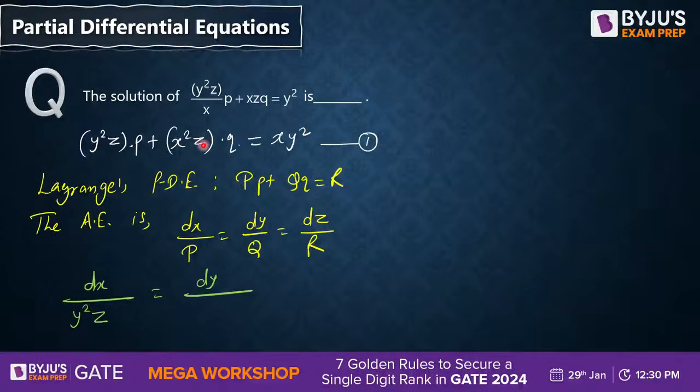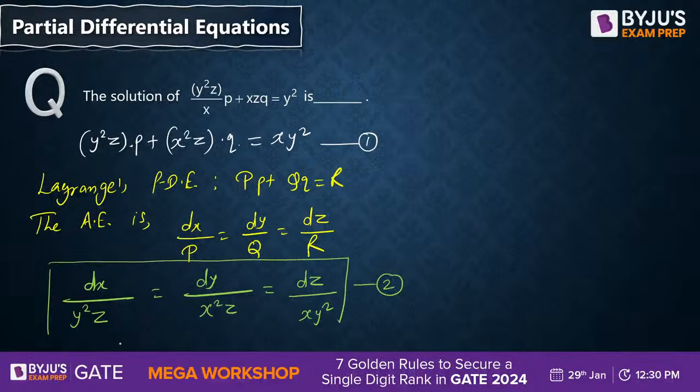क्या होगा? What it will be? Sir, x square z equal to dz upon R. R is this right hand side function. Great. We understood till this point. How many of you understood this Lagrange's auxiliary equation? Now we will consider two ratios at a time.